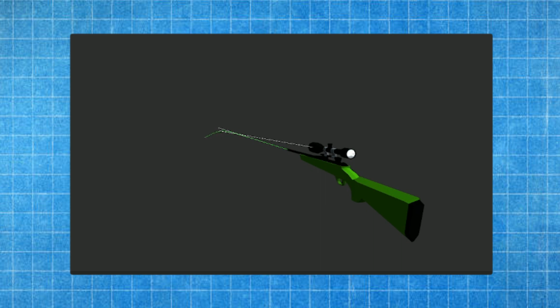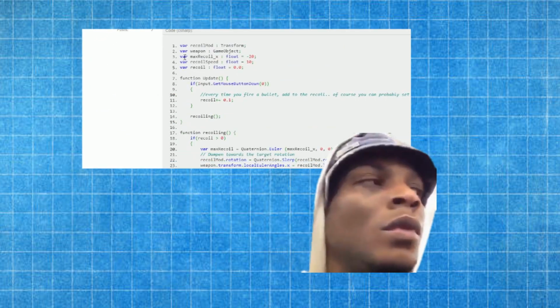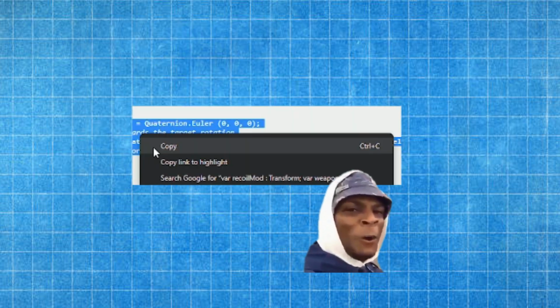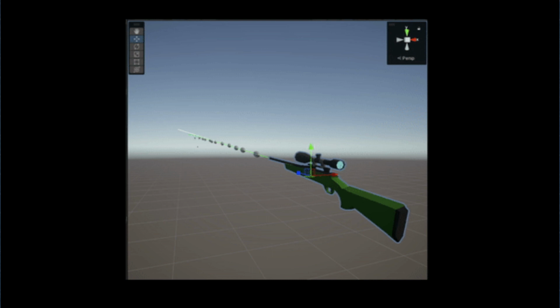This is how wind influences the trajectory of the bullet. And for recoil, I think I'm about to steal! And this is how recoil feels after implementing.